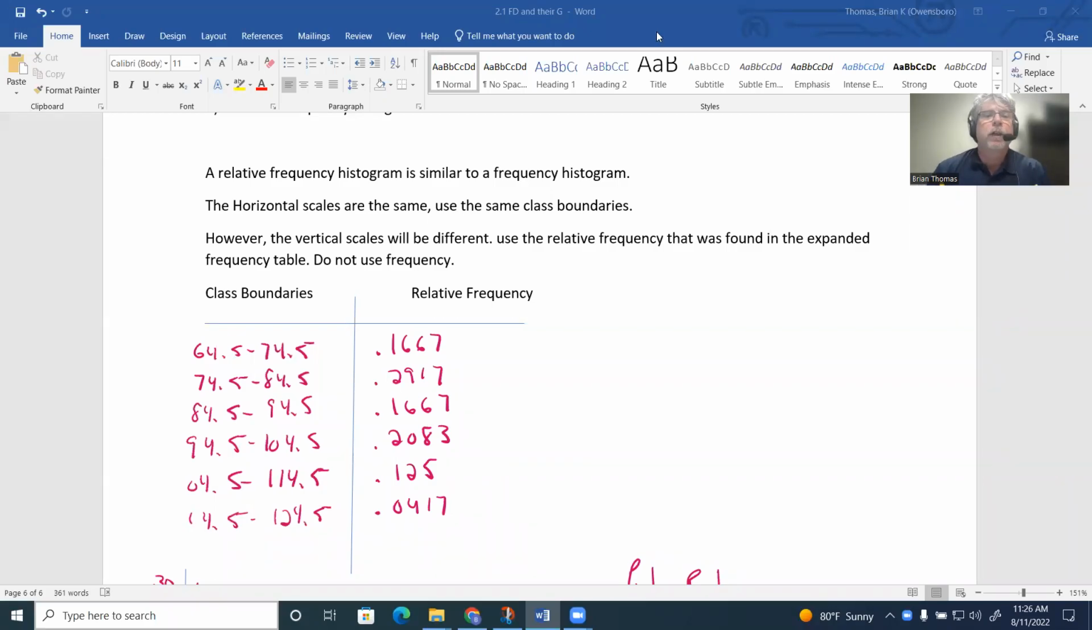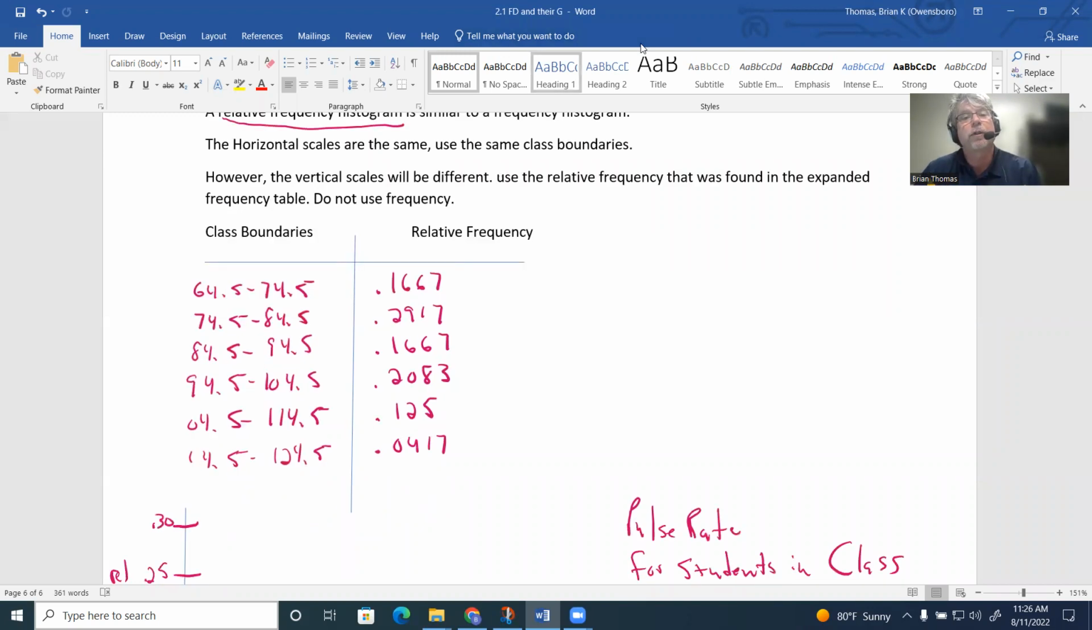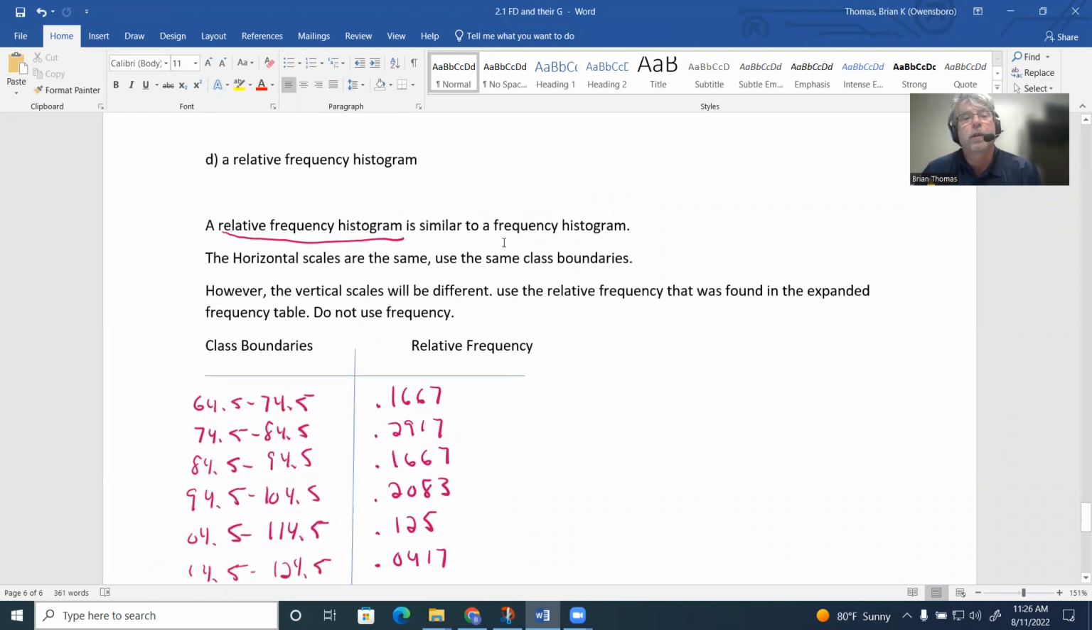So the next thing we want to look at is what's called a relative frequency histogram. No, I didn't say frequency histogram, I said relative frequency histogram. A relative frequency histogram is going to be similar to a frequency histogram. The catch is the horizontal scales are the same, so we're still going to use the same class boundaries as we did in the frequency histogram. But what happens though is the vertical scales will be different.